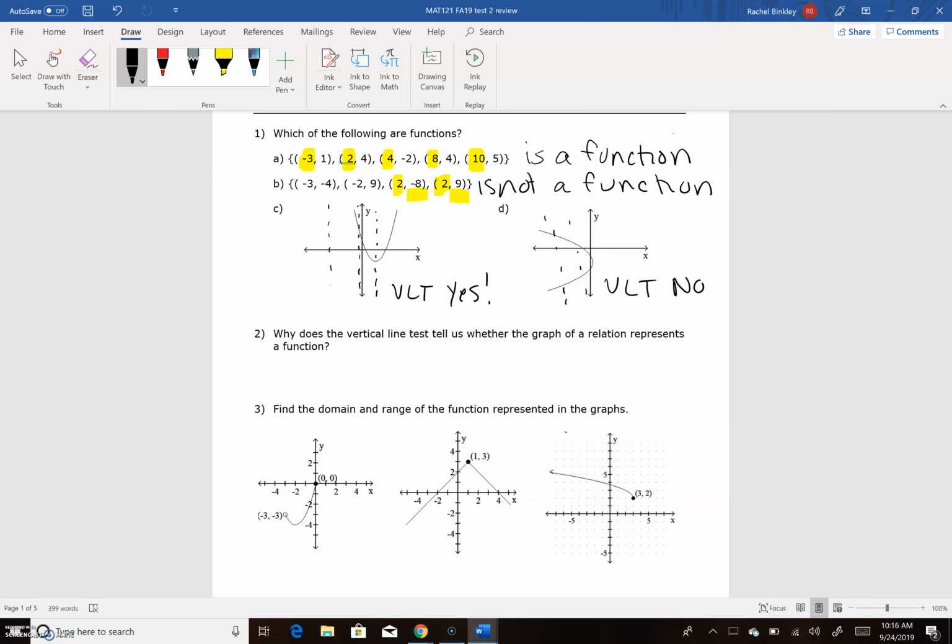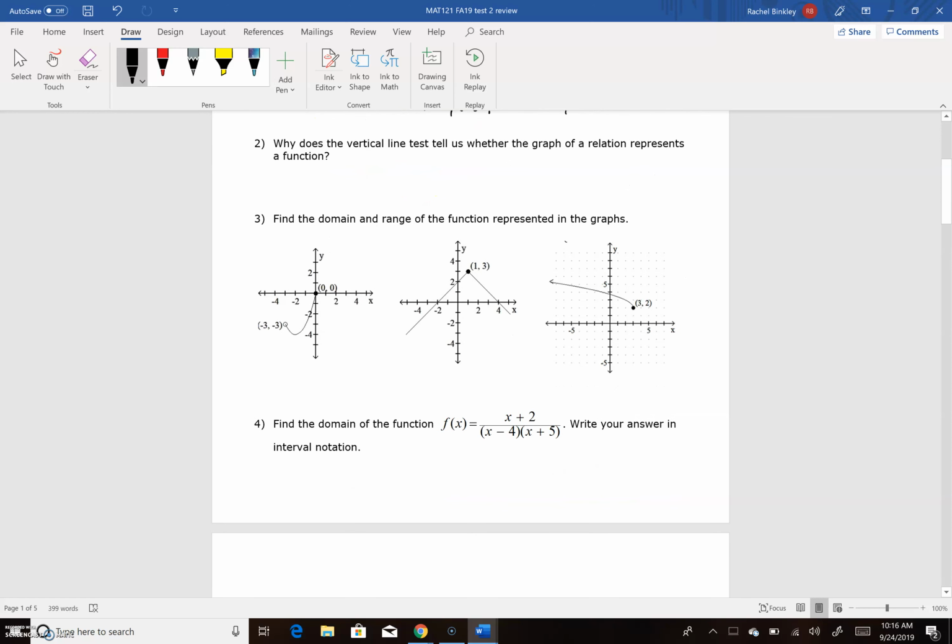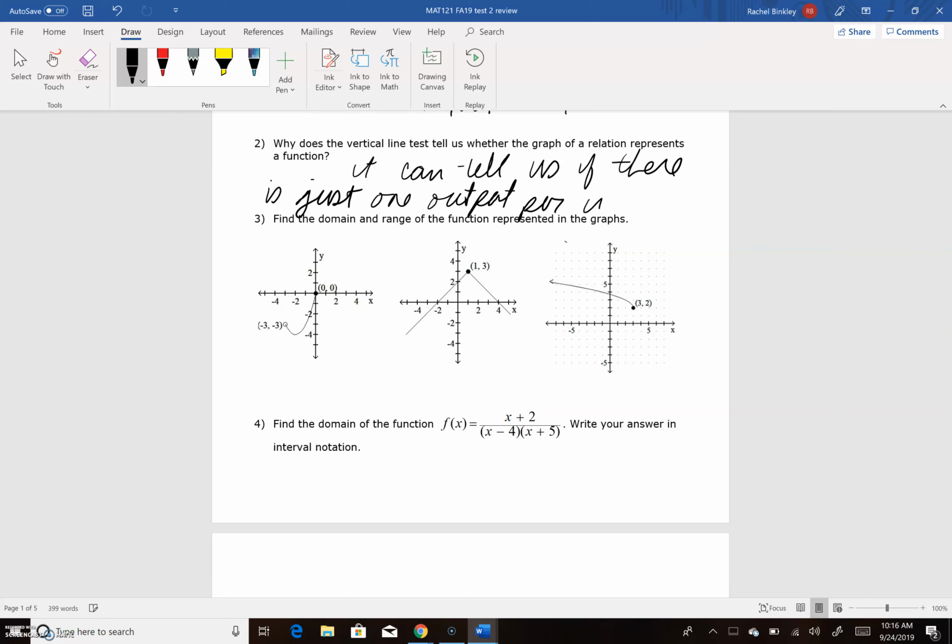Why does the vertical line test tell us whether the graph of a relation represents a function? So we just talked about this. It can tell us if there is just one output per input.